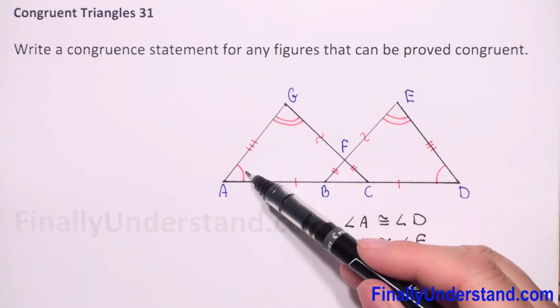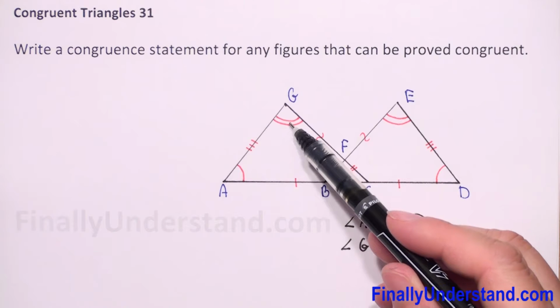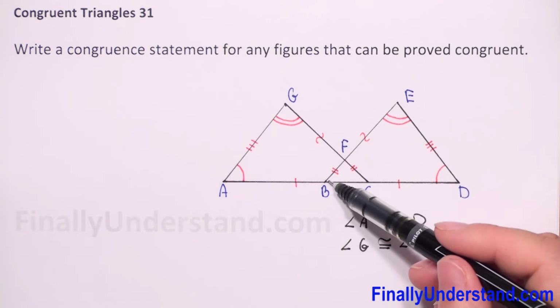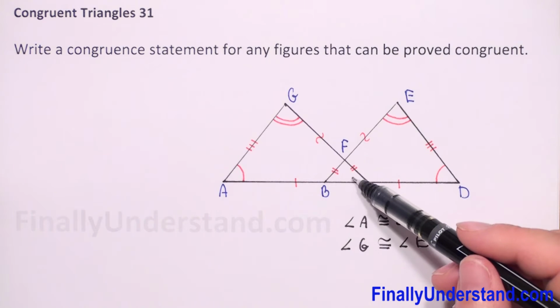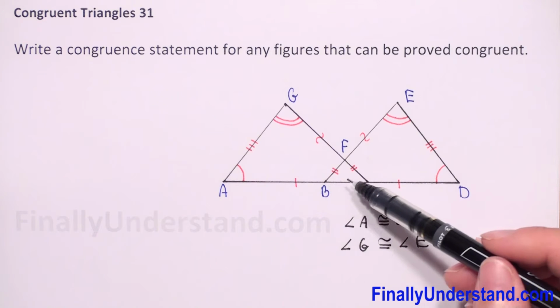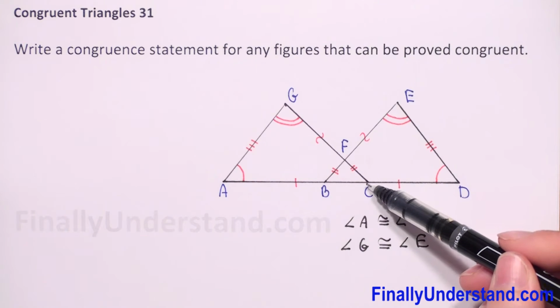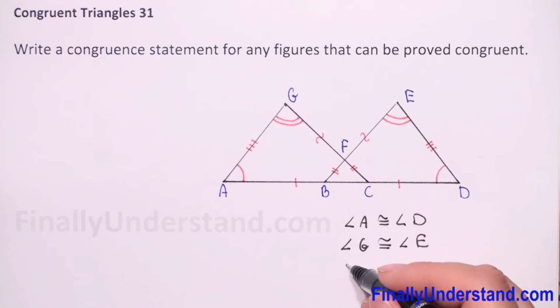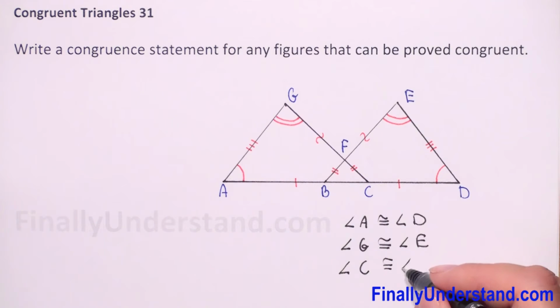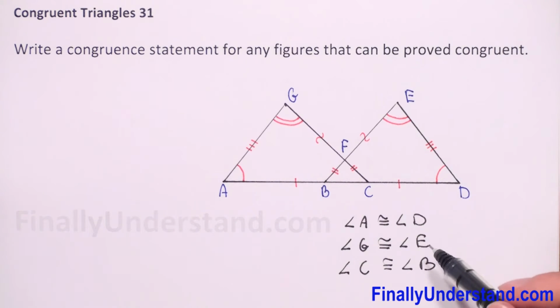Because these two angles have the same measures like these two angles, the third angle must be the same too. So angle B will be the same like angle C. So we can write that angle C is congruent to angle B. So we have corresponding angles are congruent.